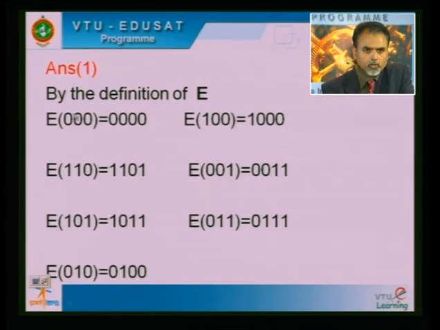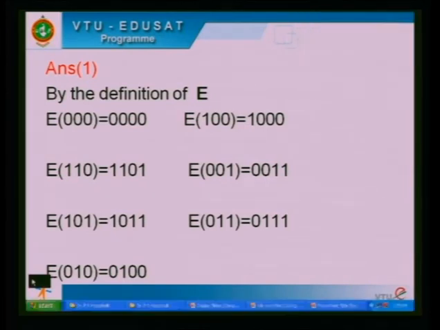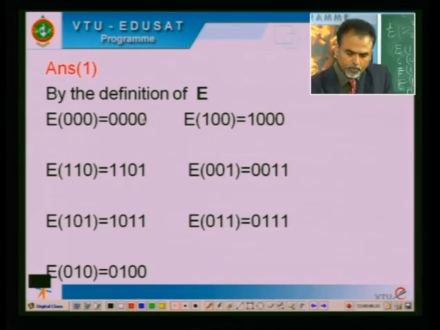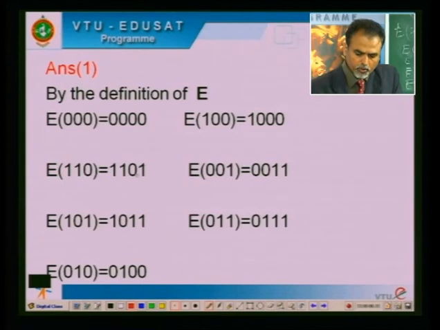Encoding the words: here an even number of 1s are there, it is 0. Here also an even number of 1s are there, so it should be 0. Here also even, 0. Odd number of 1s are there, here it should be 1, very nice. Here odd number of 1s, it should be 1. Odd number of 1s, here 1. Even number of 1s, here it should be 0. Let us make some important corrections. Here 0 is added, correct. Here 110, even number of 1s, this should be 0. Here even number of 1s are there, it should be 0.